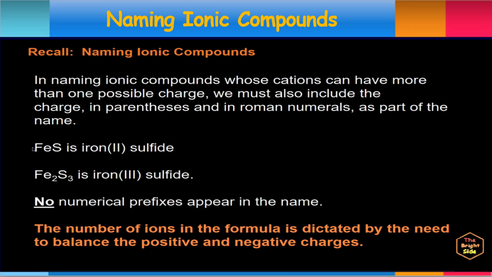So that tells us that this is iron 2 plus. Each sulfide anion is 2 minus. Balance out the charges, and we have one iron cation, one sulfide anion, and there's iron(II) sulfide.